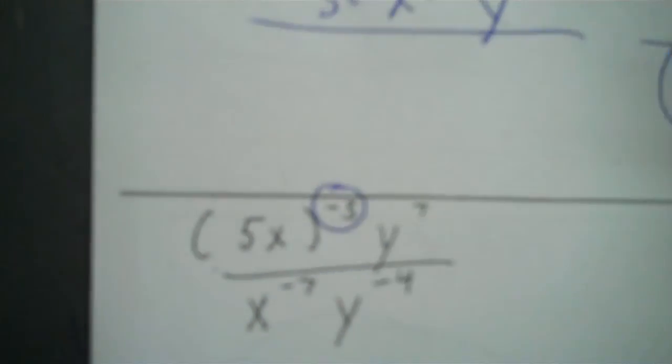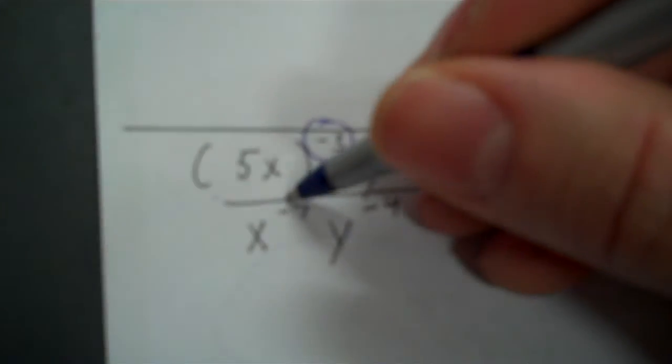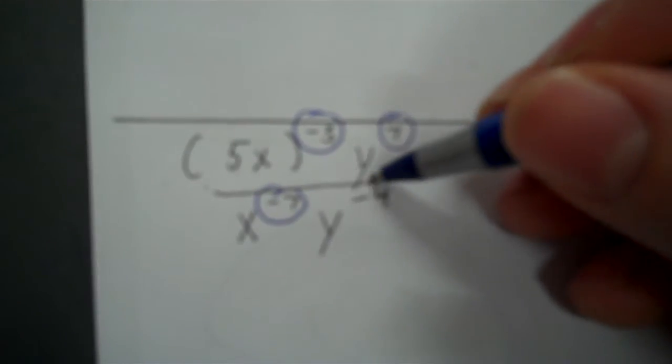Okay, last problem. You have a division line. On top, you have a parentheses that just surrounds the 5x, and then outside you have a negative third power. And then you have y to the 7th. And then under the division line, you have x to the negative 7th, and you have y to the negative 4th.